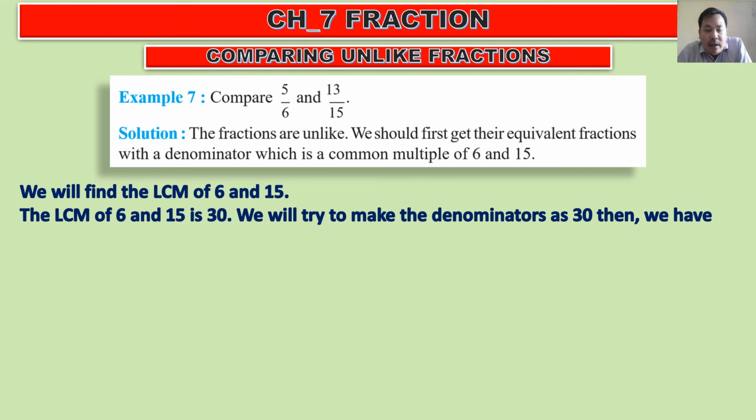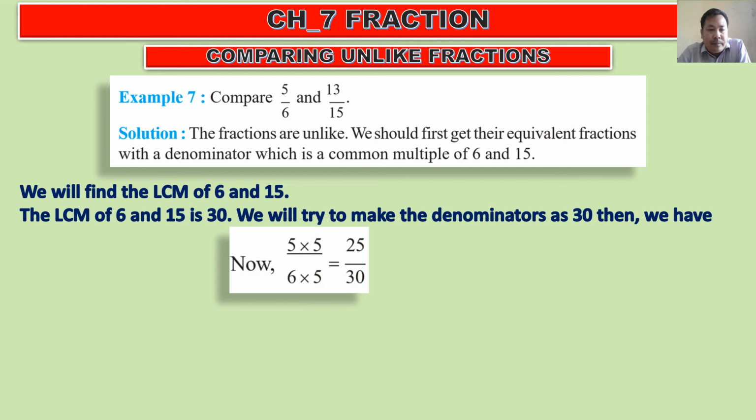We continue. We will try to make the denominators 30 then. We got the LCM as 30, and next we are going to make the denominators 30 for all the fractions in the example. 5 by 6 must now have 30 as the denominator, and 13 by 15 also must have the denominator 30. Let us continue.